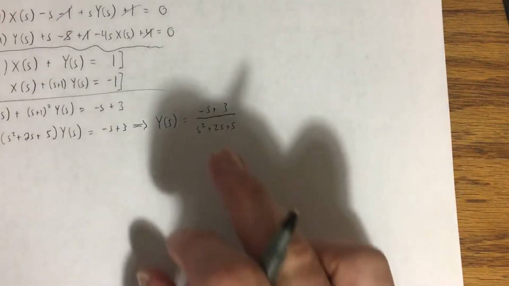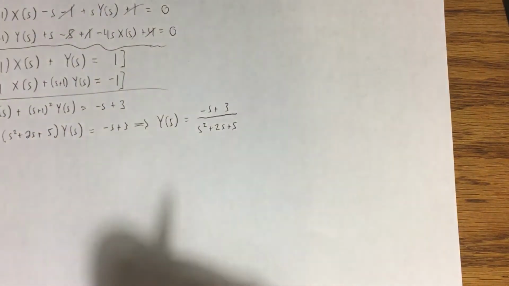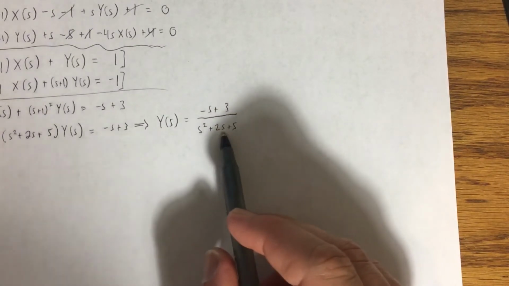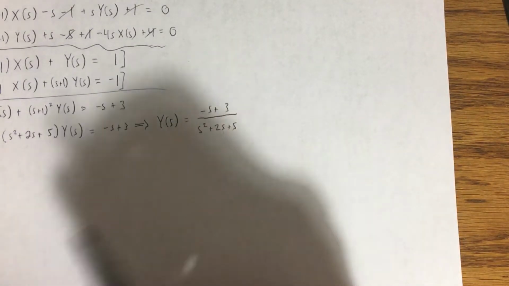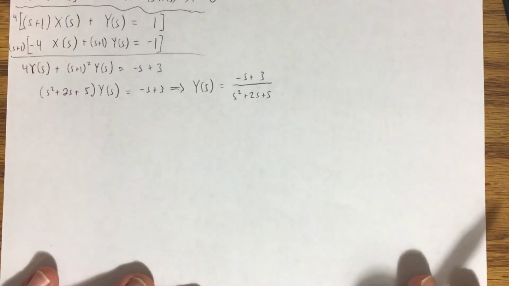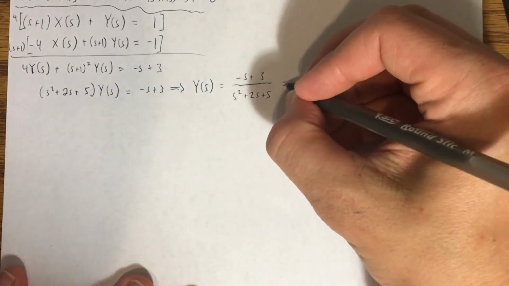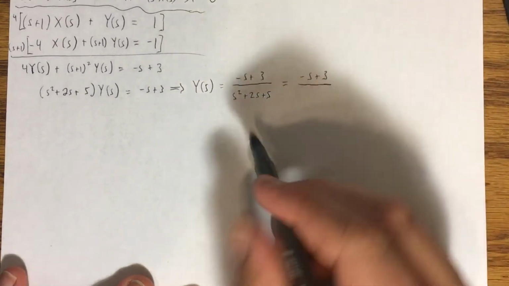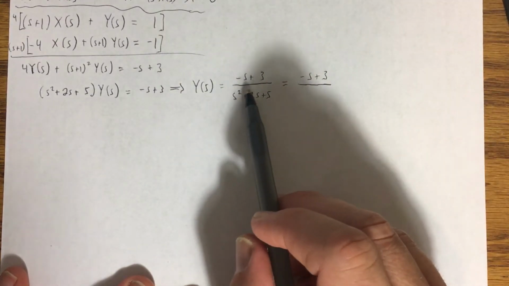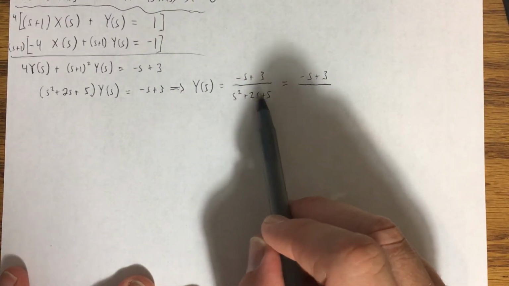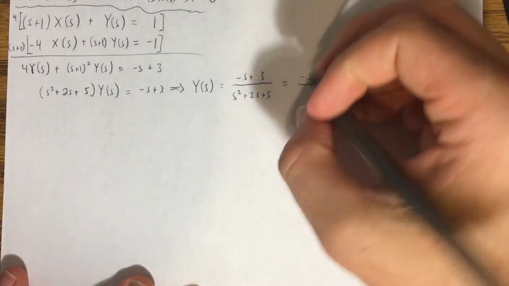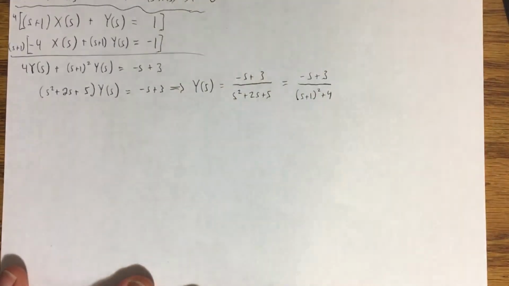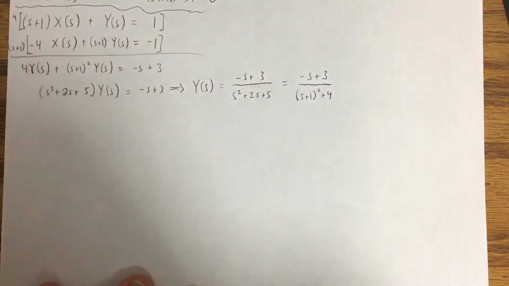Okay, now this doesn't factor very nicely, but what would be useful is actually completing the square on this. We'll use one of our translation properties that we've talked about. So notice this is the same thing as negative s plus 3 over, if I complete the square, s squared plus 2s plus 1 is a perfect square. That would leave me with plus 4 here. So I have (s+1) squared plus 4 is what that would look like after completing the square.